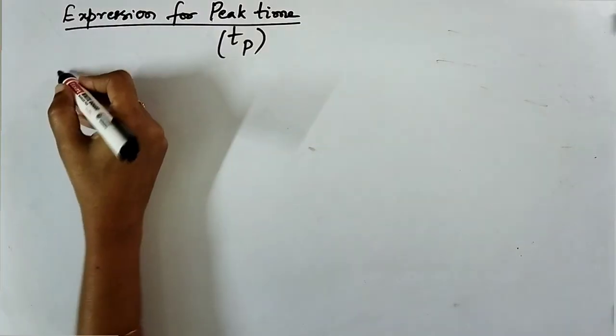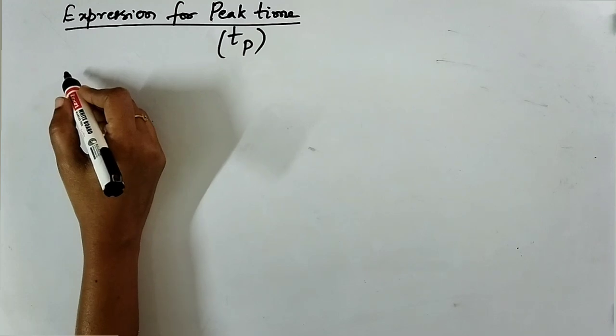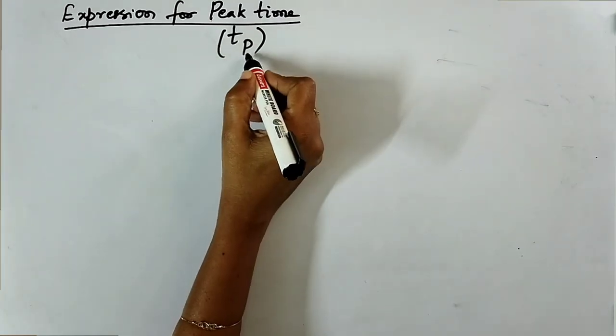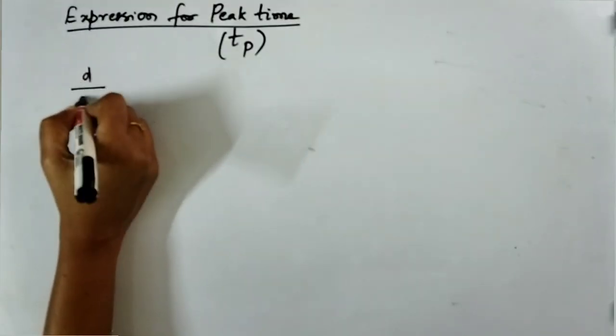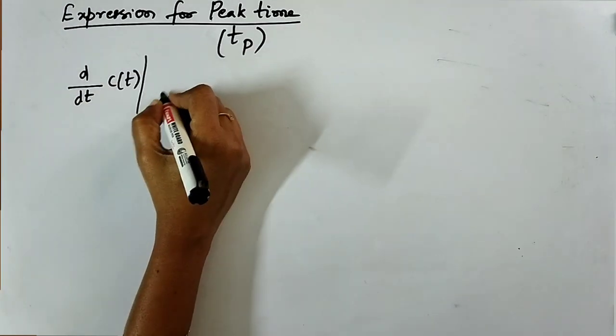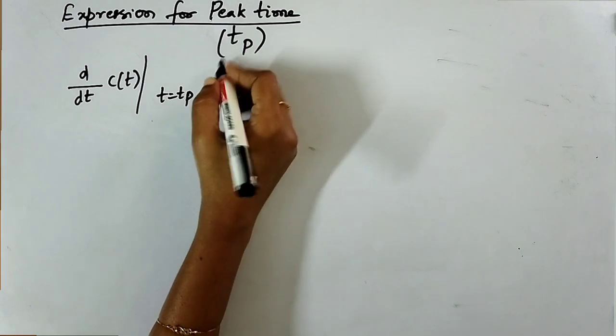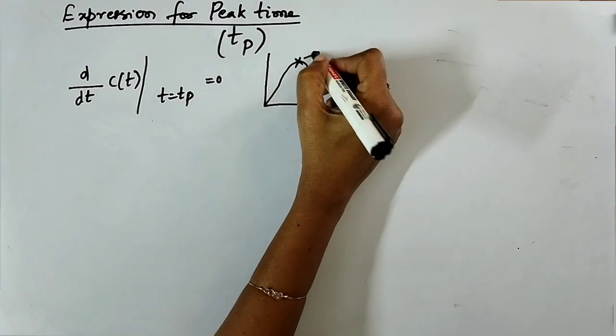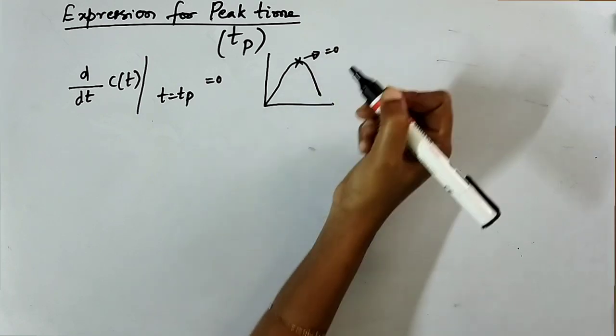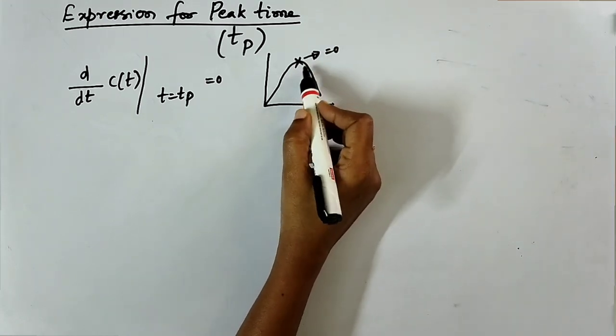Hello viewers, in today's session we'll find out the expression for peak time Tp. This is one of the time domain specifications, and for this you're supposed to differentiate c(t) at t equal to Tp and equate it to 0. Usually for finding any maximum value we differentiate and equate it to 0 so that we can capture the maximum point here.